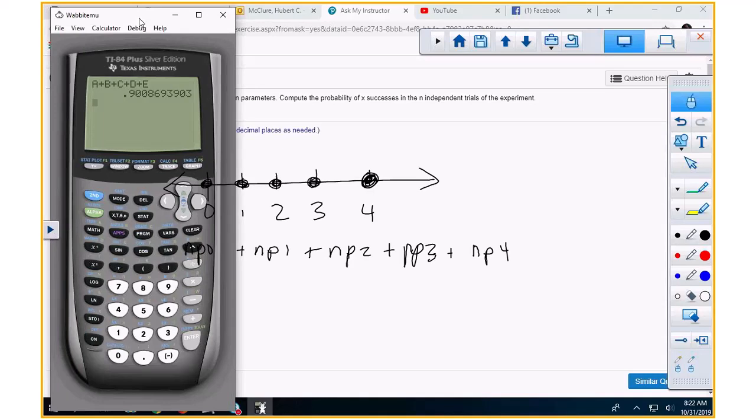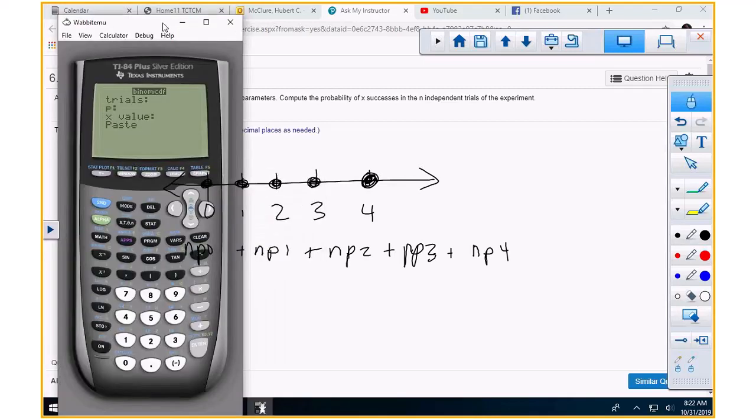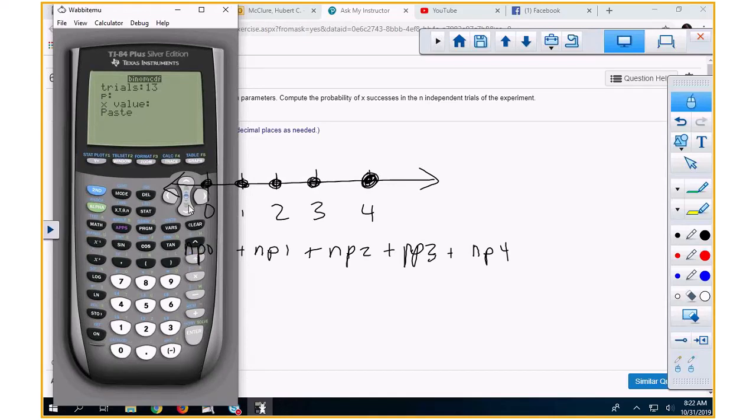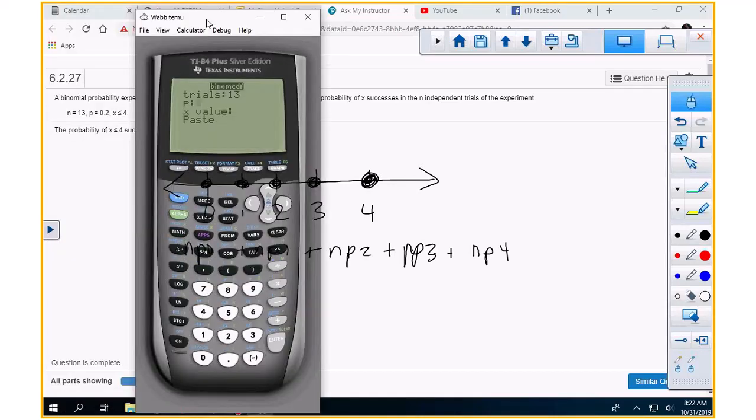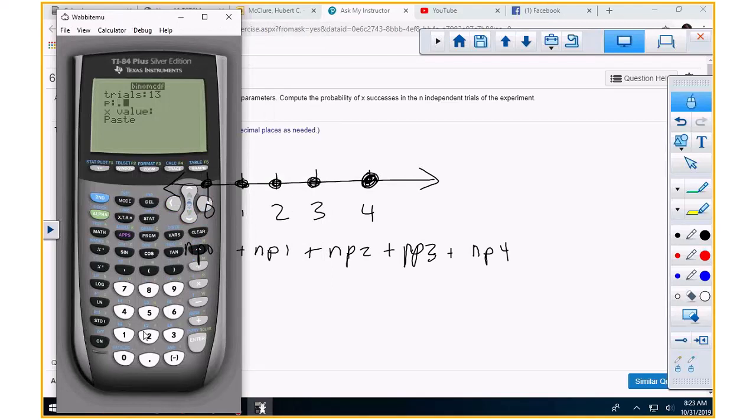I think you can use, let me try this, second vars binomial CDF, I believe. I don't know if it'll do it or not. How many trials? 13. P is 0.2. And I think it'll either give you the right or the left. If I do 4, it should, yeah. You can do normal CDF, binomial CDF.